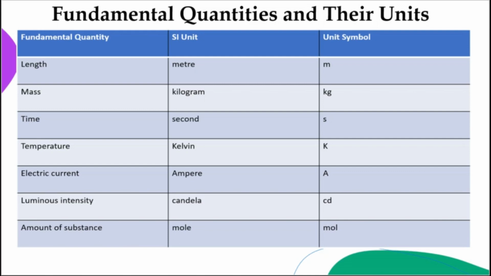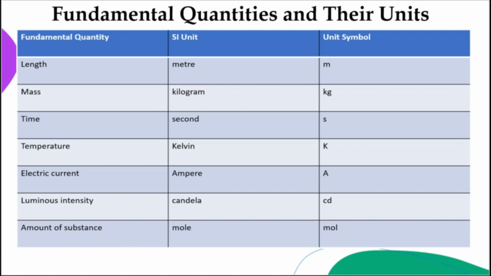Same thing goes for mass. Mass is measured in kilogram. Time is measured in second. Of course, you can also have time measured in hours, in minutes, in days, in years, in months, in weeks. But all those other ways of quantifying time are not the SI. None of them is the SI unit. The SI unit for time is second. Temperature is Kelvin. You can have temperature measured in degrees Celsius, in Fahrenheit, but the SI unit is Kelvin.